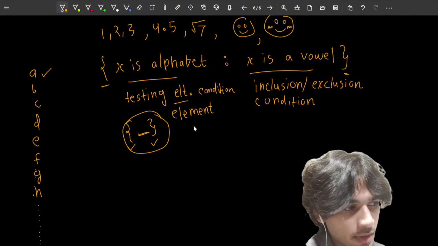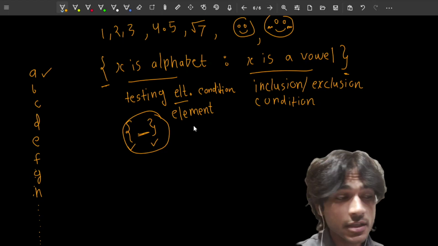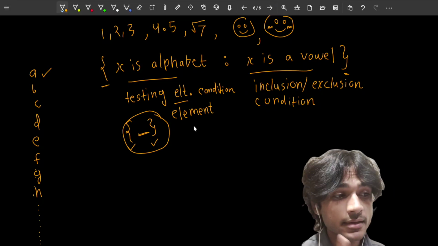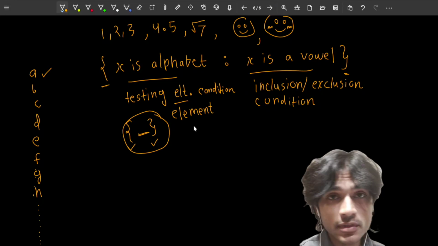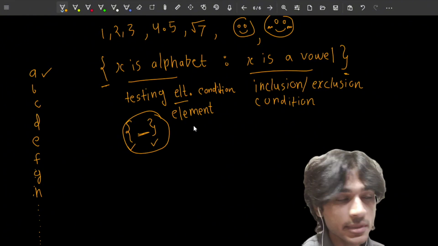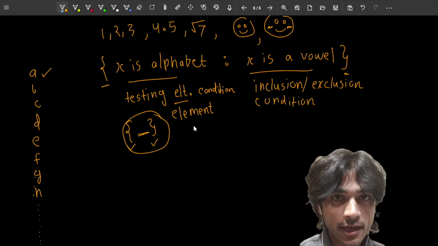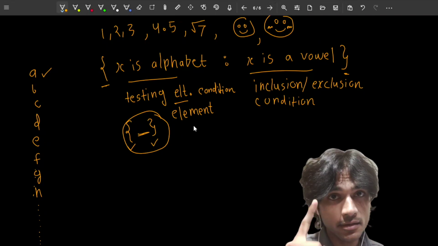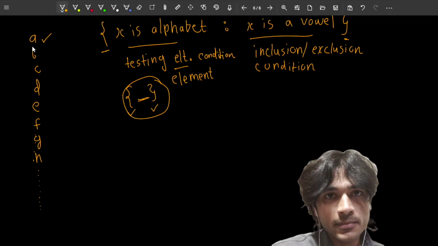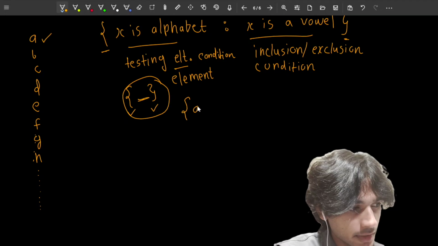Now, if an element has to be part of this collection, it has to satisfy both of these conditions. That means it has to be an alphabet and it has to be a vowel. If either of these conditions or both are not fulfilled, then the element is not going to be part of it. Make sure that when you are making a set, you check that both conditions are ticked, right? I'm going to start with A, because we know A is an alphabet and A is a vowel. So A is going to be part of this collection, so let me write A.